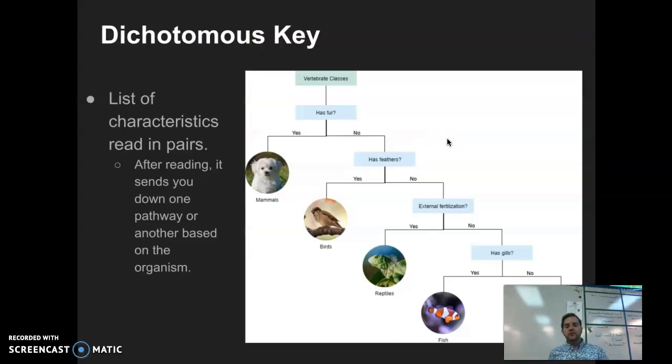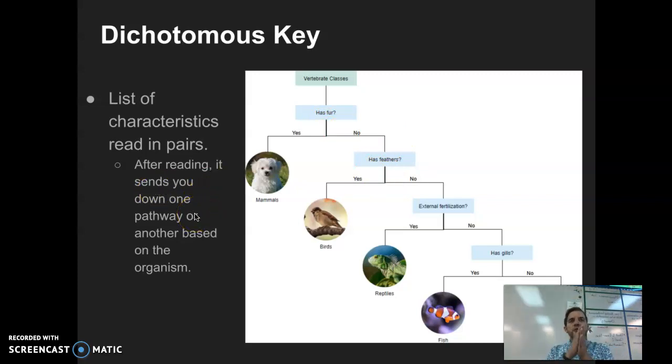A dichotomous key is what's used to actually kind of build a cladogram usually. And so it's a list of characteristics read in pairs. And so the first question would say, organism has fur or fur absent. If it has fur, then you go down one pathway. If fur is absent, then you continue down another pathway. And I'll show you on the next slide what that looks like.